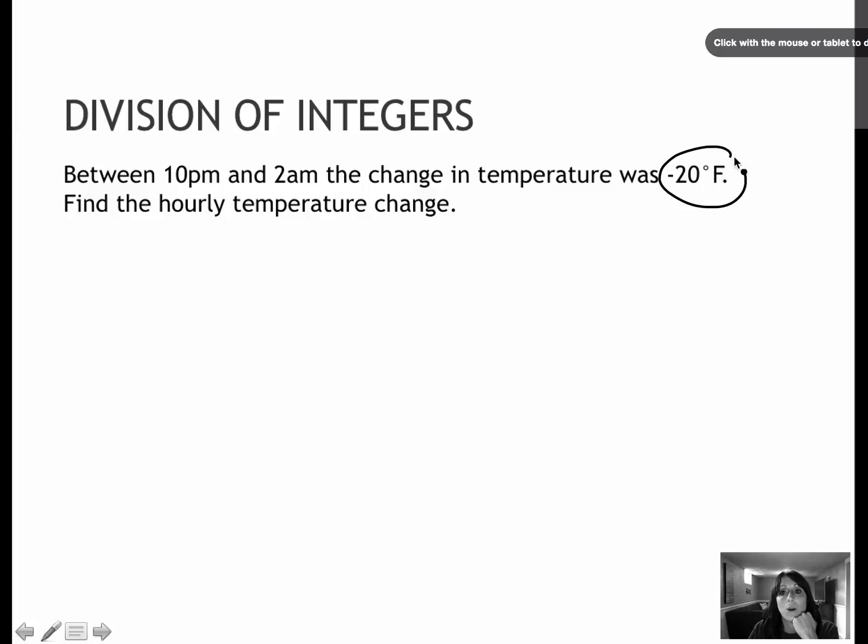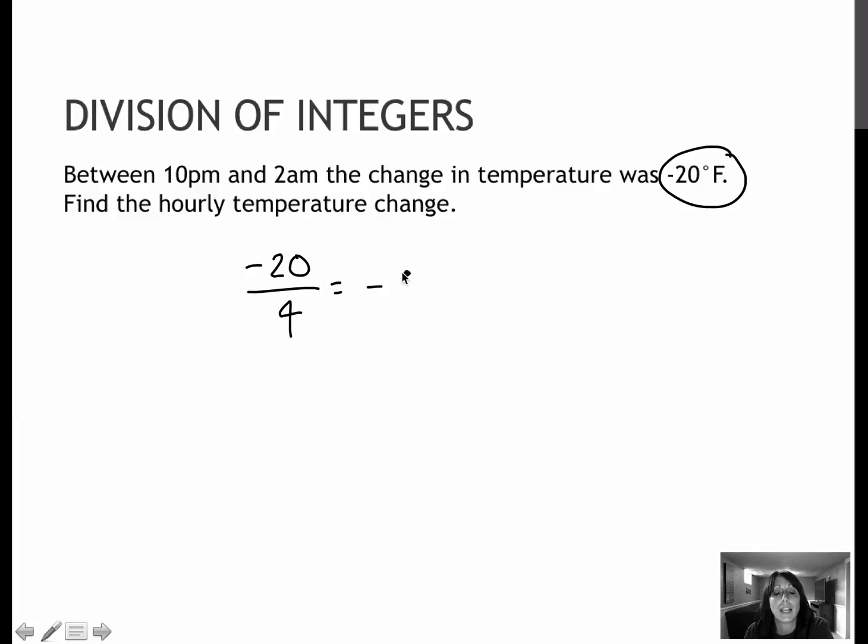So I'm going to take my whole temperature change of negative 20 and I'm going to divide it by 4 because there are 4 hours and I want to find out the change per hour. So if I divide negative 20 by 4, I get negative 5, which basically means that the temperature change was a decrease in 5 degrees Fahrenheit per hour. And again, I would typically write the entire sentence out for a word problem.